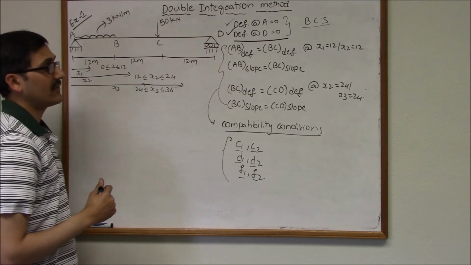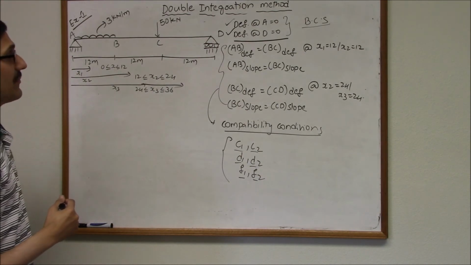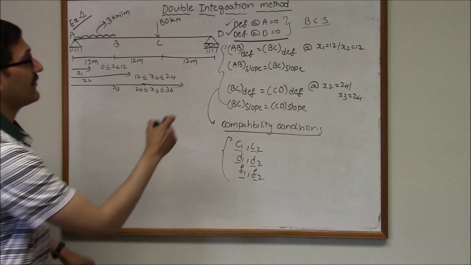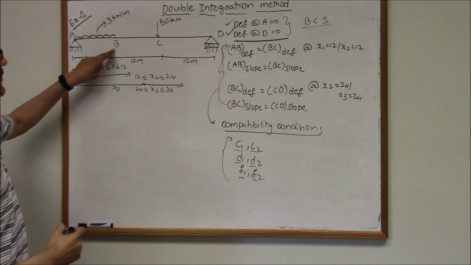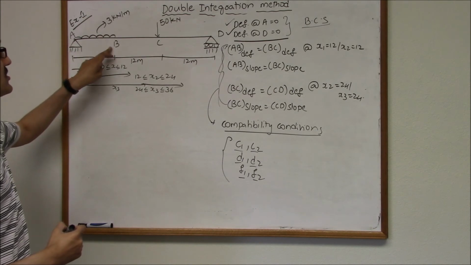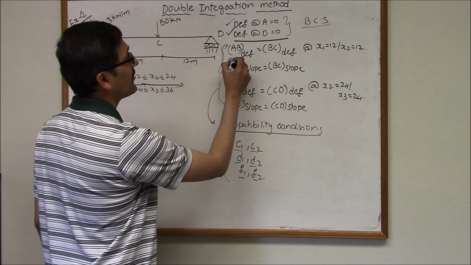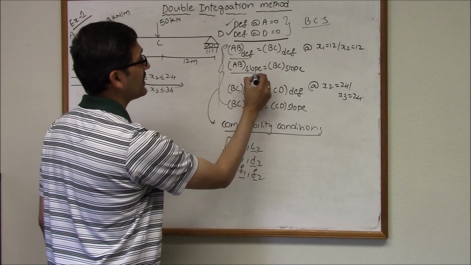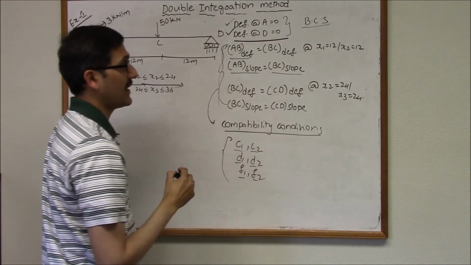We make use of the compatibility conditions. What do I mean by compatibility conditions? The compatibility conditions are given here for this particular beam. Say for example, at the point B, the slope that you measure in the span AB should be equal to the slope that is measured in the span BC. That means essentially there is no slope discontinuity. So the slope in the span AB is equal to the slope in the span BC.